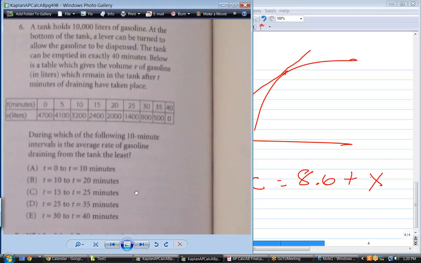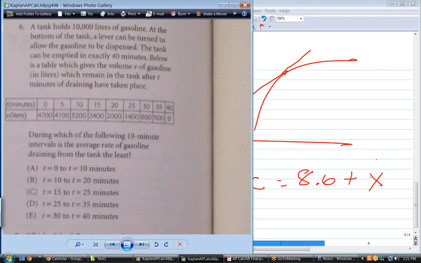Now, these problems they love on the AP exam. The reason they love them is because you can't write a function, which means you can't easily differentiate it or integrate it. All you have is a table measured at discrete intervals. In other words, we know what was happening at 0 minutes, 5 minutes, 10 minutes, and so forth and so on. But we don't have a function that defines this. And yet, we can still use calculus to do this.